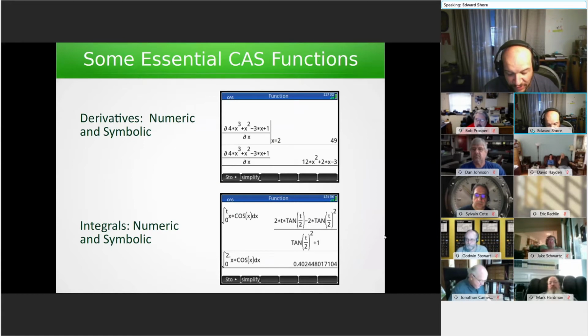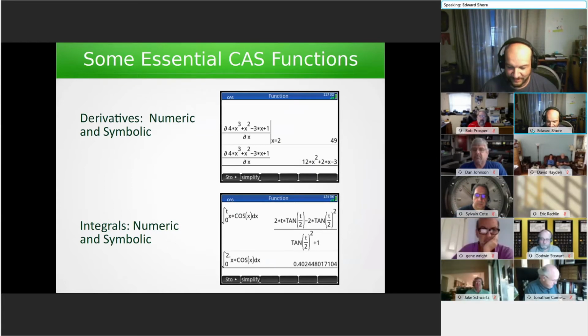So if you have a good CAS-enabled calculator, there really is no need to carry around math tables that have a table of integrals anymore, or to worry about whether your phone is connected to the internet. Because you can go to your calculator and get that integral that you need.